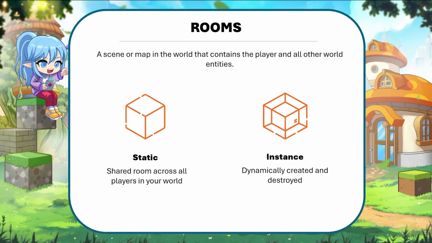Now the difference between these two is that the static room is a shared room across all players in your world, whereas an instance room is dynamically created and destroyed. So what this means is that when you enter a static room, everybody that's in the world will also be sharing that same room. And there's only one instance ever that can exist for a static room. So all players will share this one static room, but an instance room can be duplicated and then dynamically created.